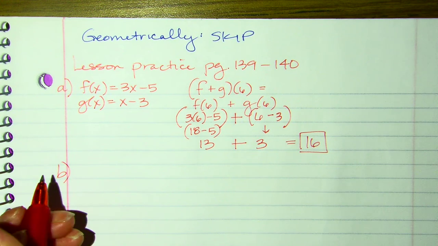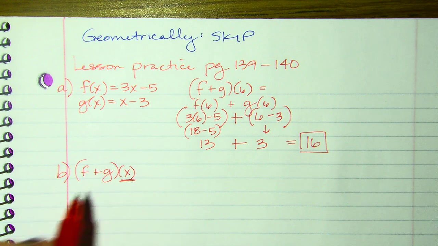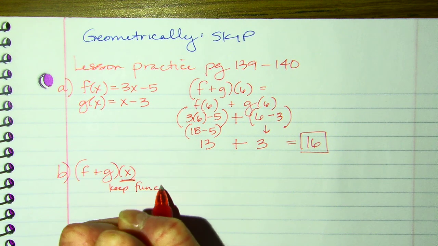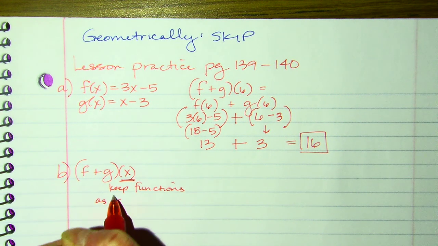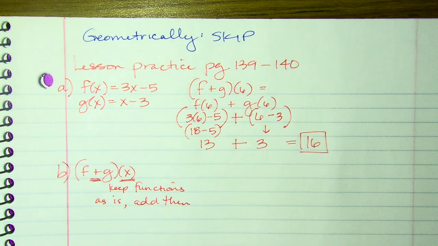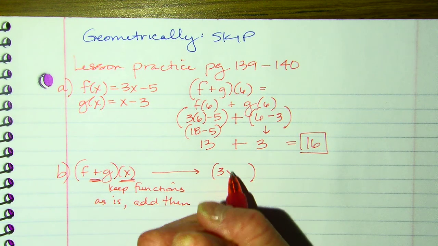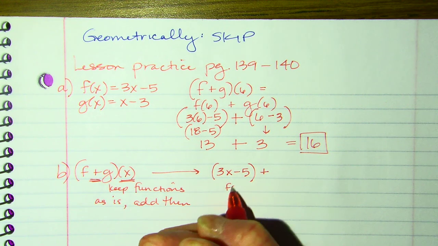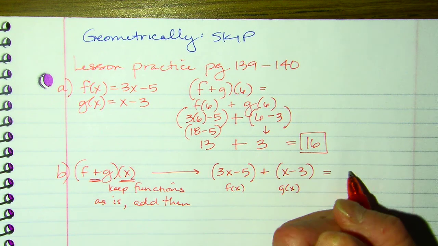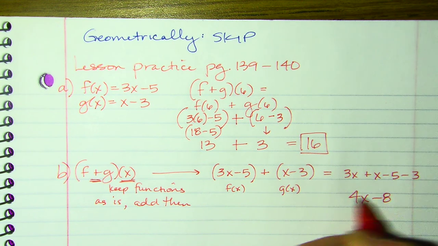Part B is using the same functions, f plus g of x. Now remember, this means that I'm simply going to keep the functions as is and add them. That's what this means: keep them the way they are and add them as they are. So I'm going to do the function of f, which is 3x minus 5, plus g of x, which is x minus 3. And that gives me 3x plus x minus 5 minus 3, which gives me 4x minus 8.